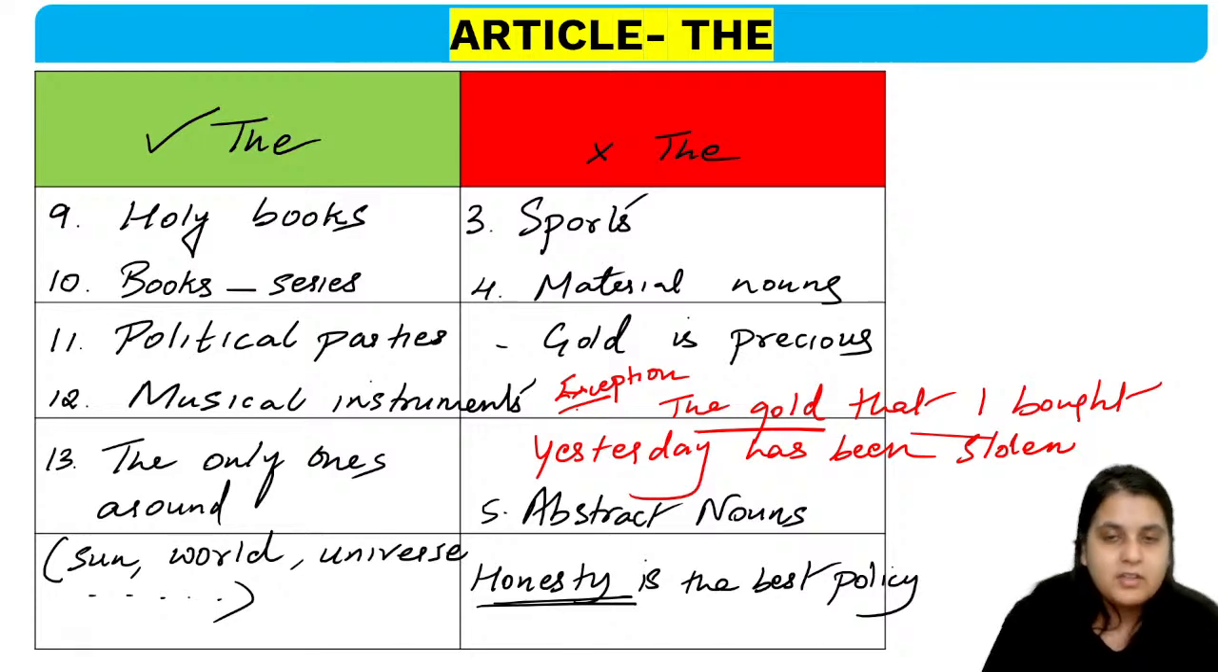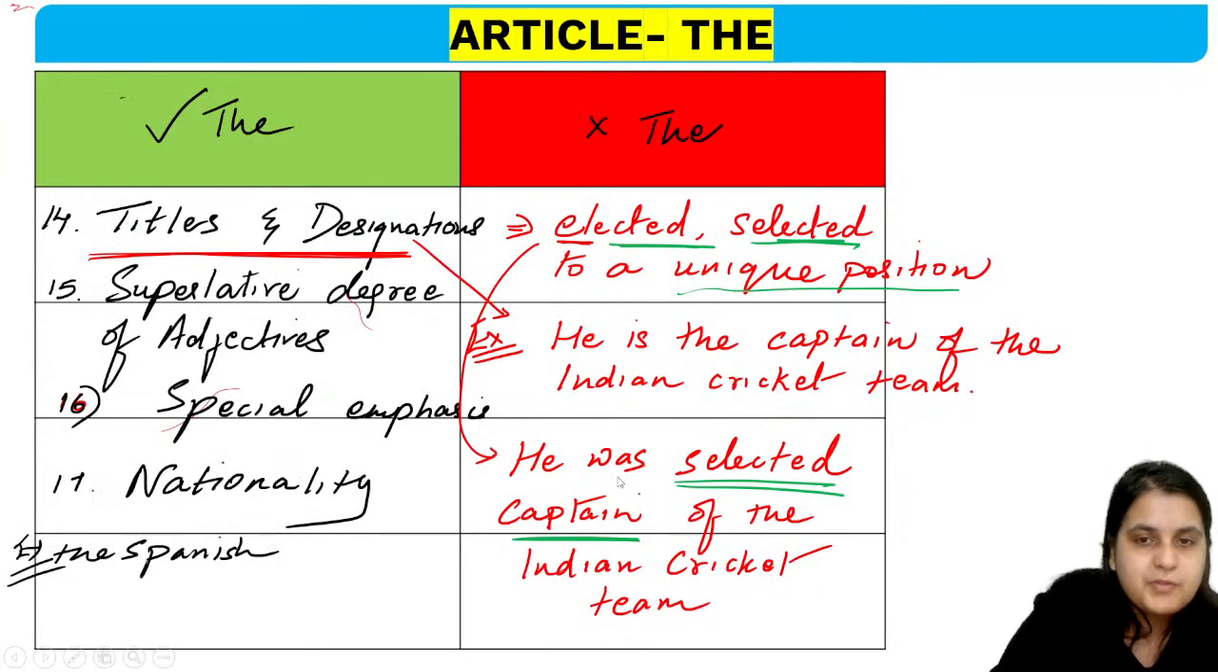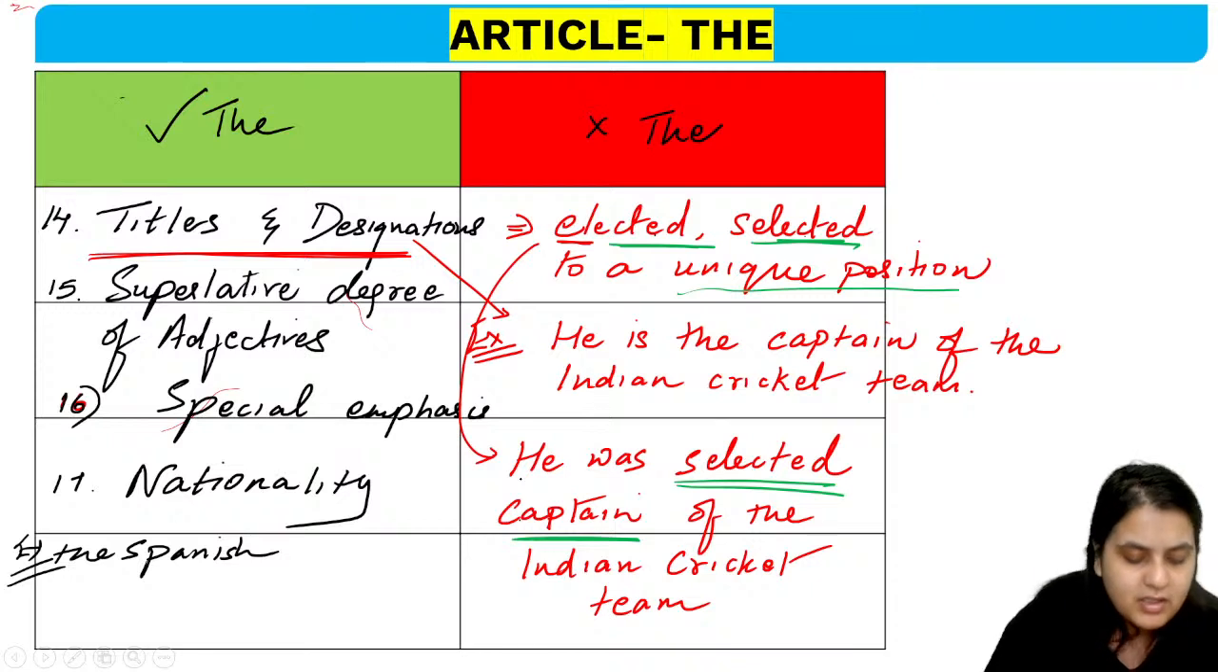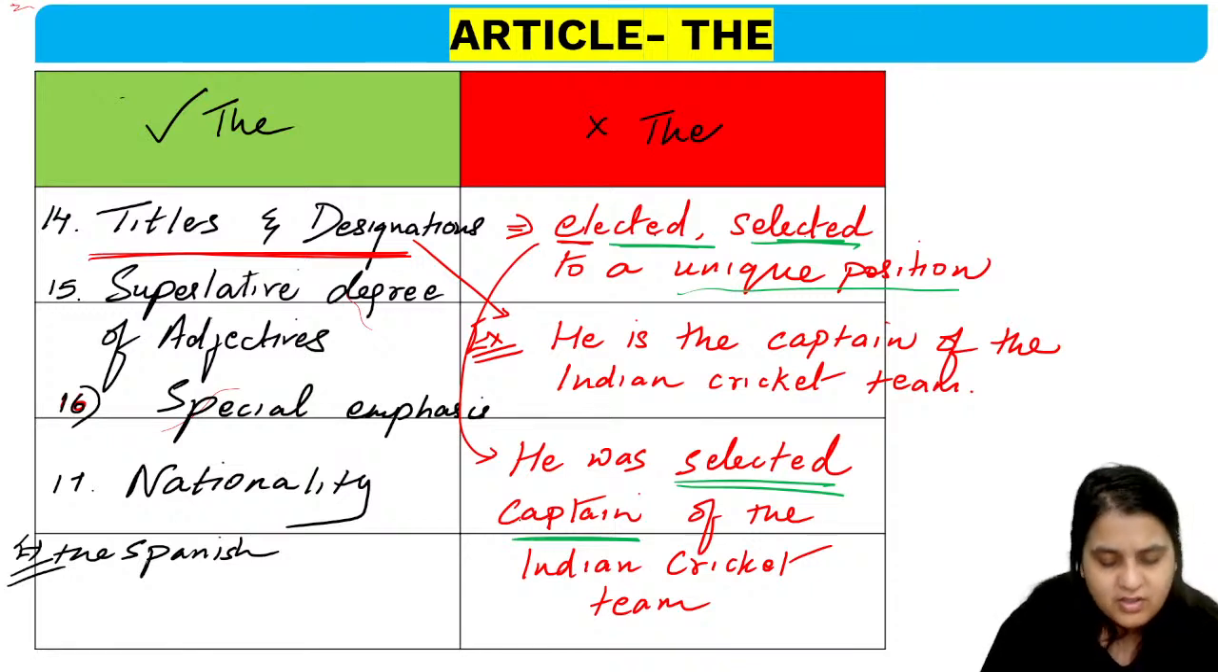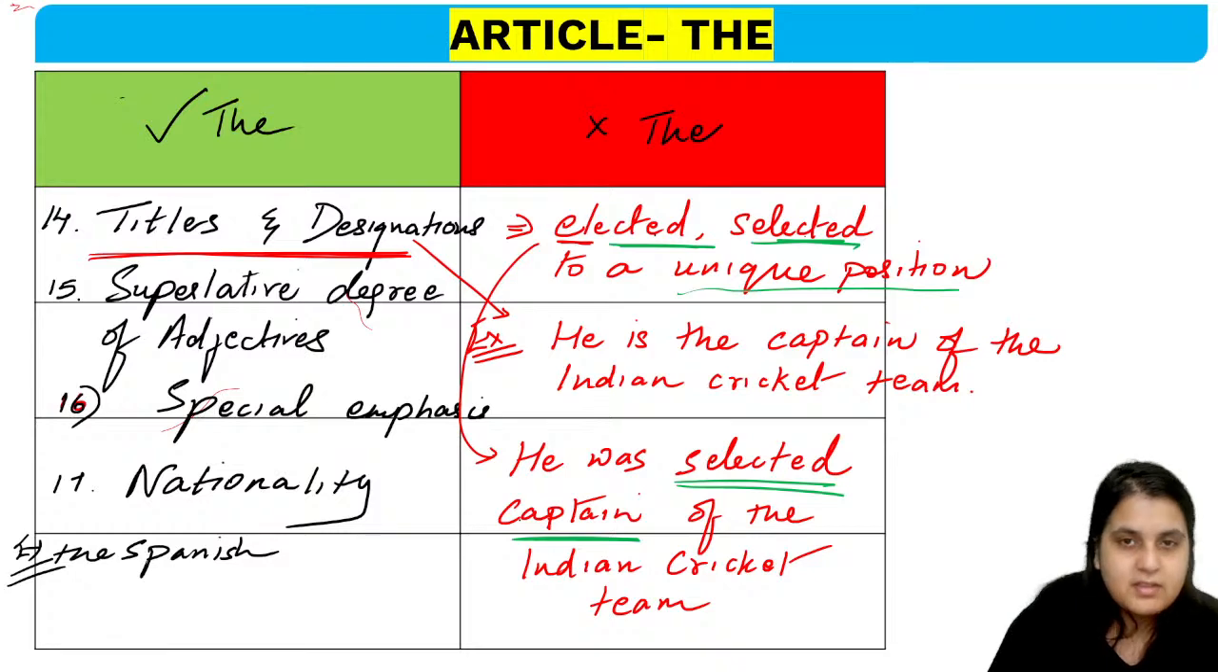The honesty with which he answered the questions. Clear? Okay, next one. You don't use the before elected or selected and a unique position, for example, captain is a unique position. You will just say he was elected or selected captain of the Indian cricket team. You will not say he was elected the captain. You can't say an honesty, just honesty. You can say an honest man if you're using it as an adjective. You will not say an honesty, you just say honesty is the best policy. Clear?